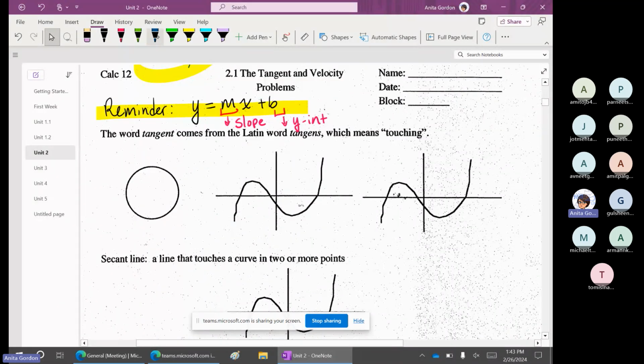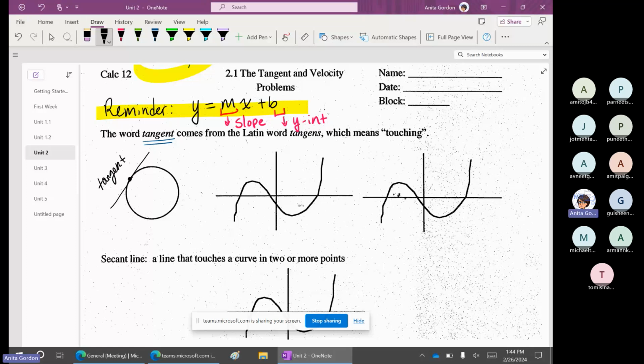The word tangent comes from the Latin word tangens. It means touching, like barely touching. So when we talk about a tangent line, when we look at a graph, we choose a point on that graph. Let's say this point here. And the tangent line is a straight line that comes very, very close to the graph, touches it only at one point and moves on. So this would be the tangent.